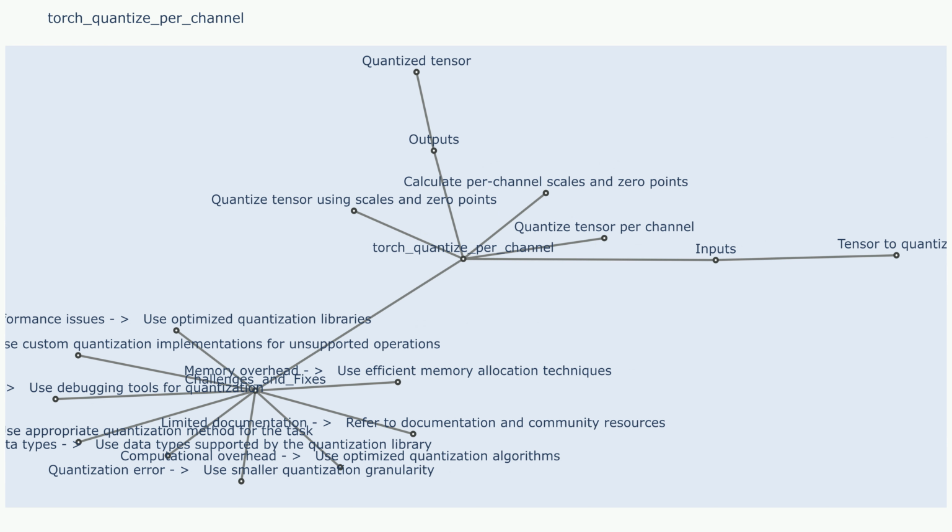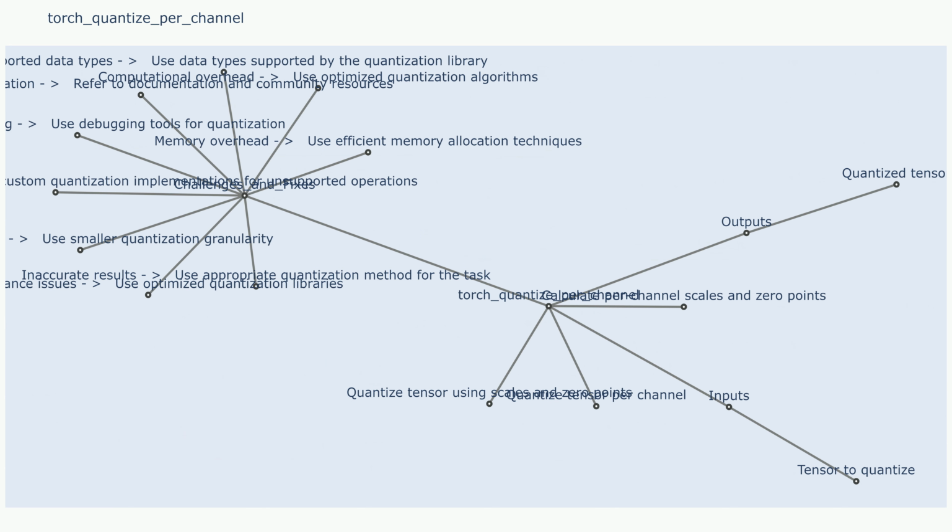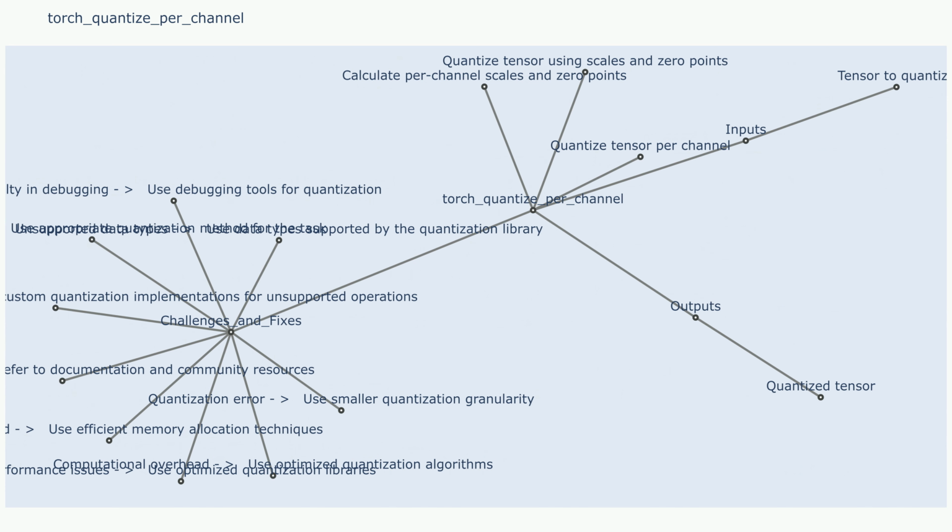Inputs. Tensor: the tensor to be quantized. This tensor must be a floating point tensor. Scale: the scale to use for quantization. This is a tensor with the same number of elements as the number of channels in the input tensor. Zero point: the zero point to use for quantization. This is a tensor with the same number of elements as the number of channels in the input tensor.